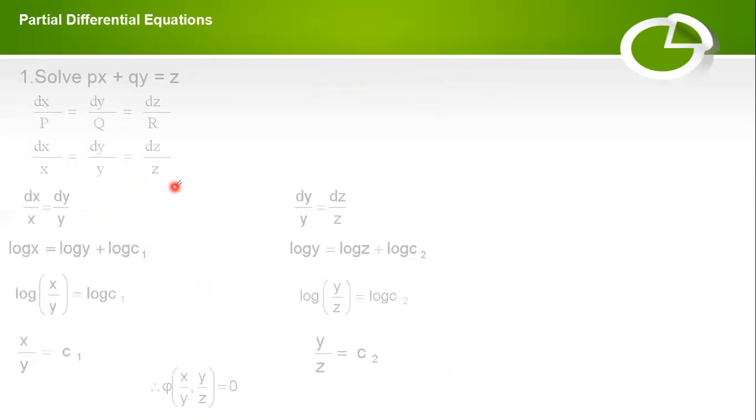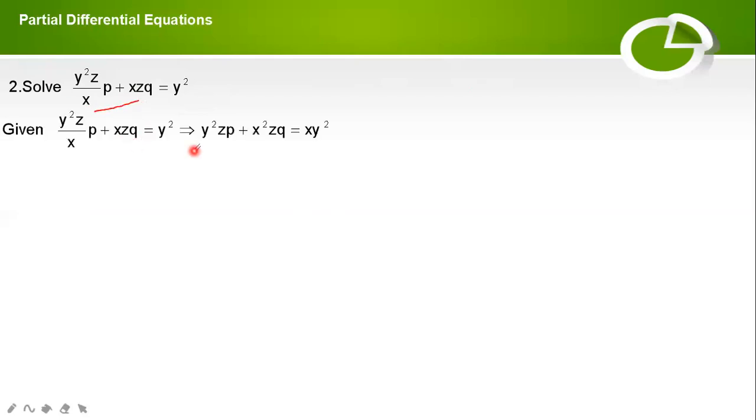See one more example. Solve y square z by x p plus xz q equal to y square. First of all, multiply through by x, giving y square z p plus x square z q equal to y square x. Now we compare this with the general form capital P p plus capital Q q equal to R, write down the subsidiary equation and put in the P, Q and R values.